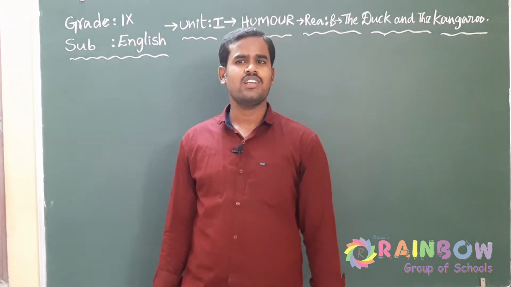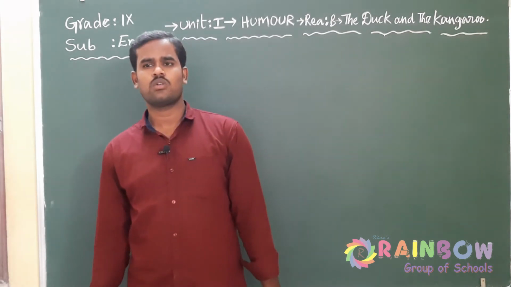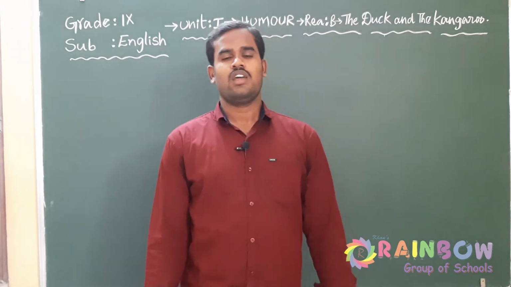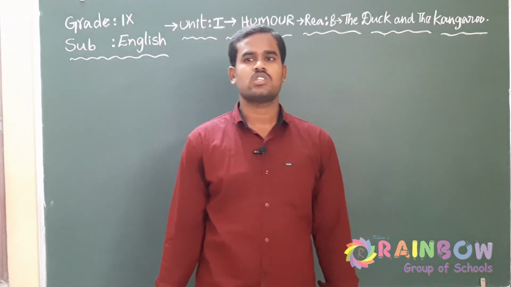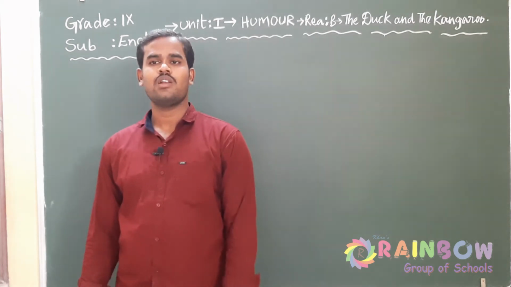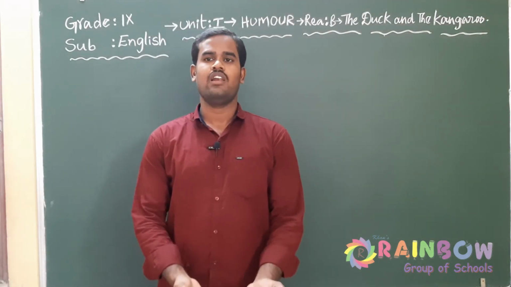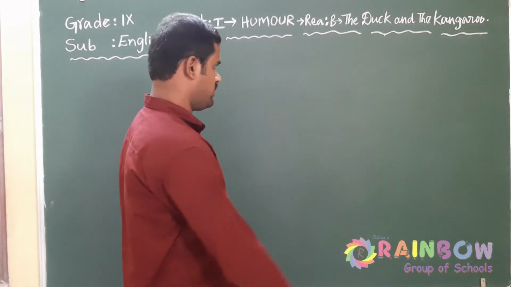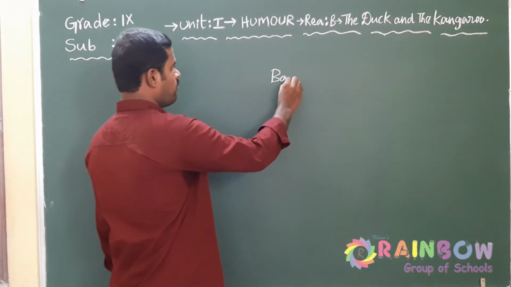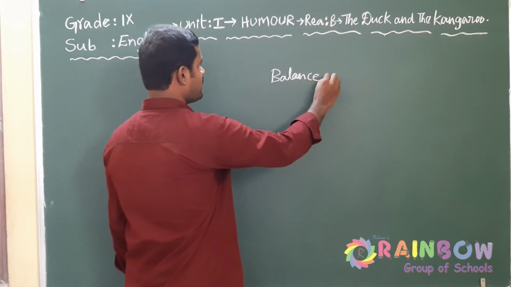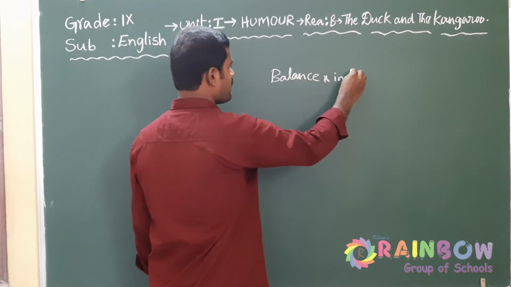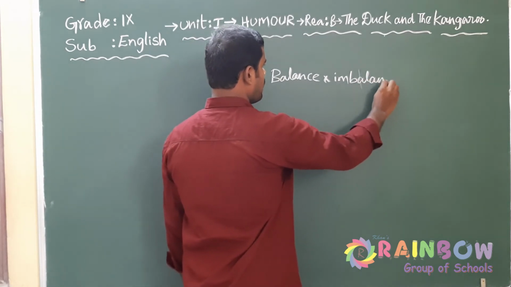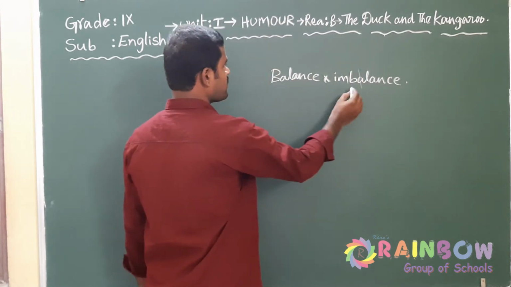First question, why does the kangaroo ask the dear duck to sit steady? Very simple, the answer is in the third line: to balance. The kangaroo requested the duck to sit steady at the end of the tail to balance well. Let us move on to the second one. What is the antonym of balance? The antonym of balance is imbalance. If you add 2 letters before the word, that will be the antonym of balance. See, balance and imbalance.